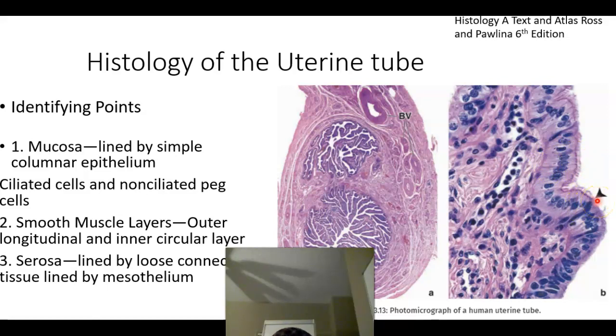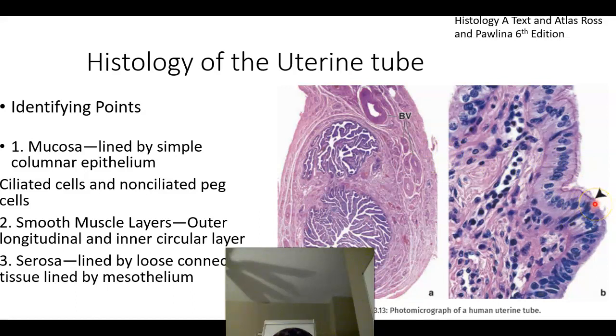The PEG cell is non-ciliated. We have smooth muscle here, and we have the outer longitudinal muscle and inner circular muscle that encircle the fallopian tube. Serosa is present here. This is the loose connective tissue, and it contains a lot of blood vessels, and it is lined by the mesothelium, the visceral peritoneum.